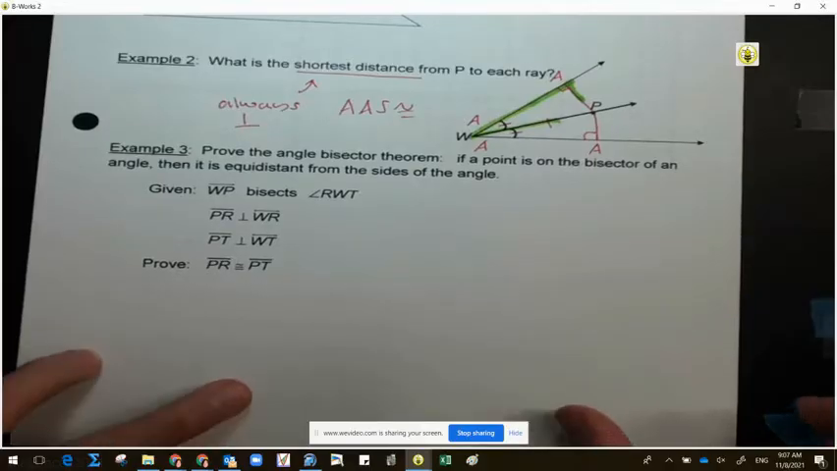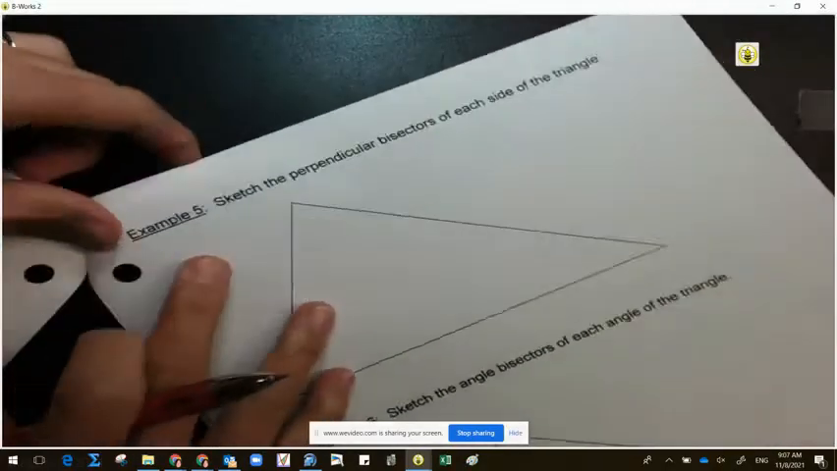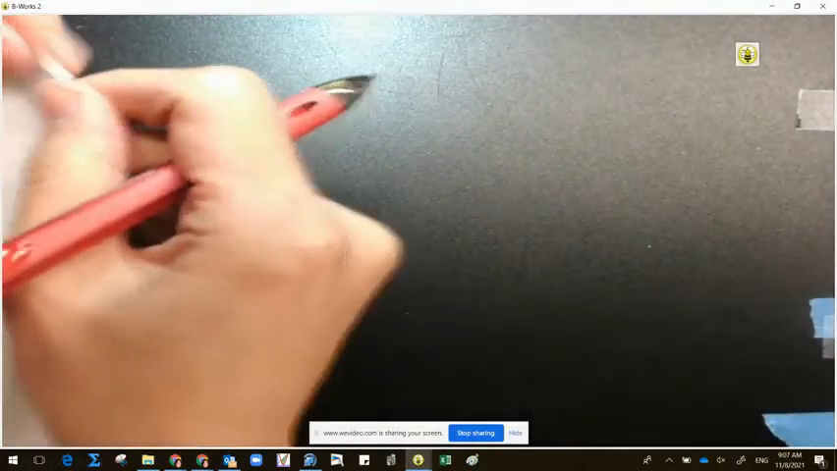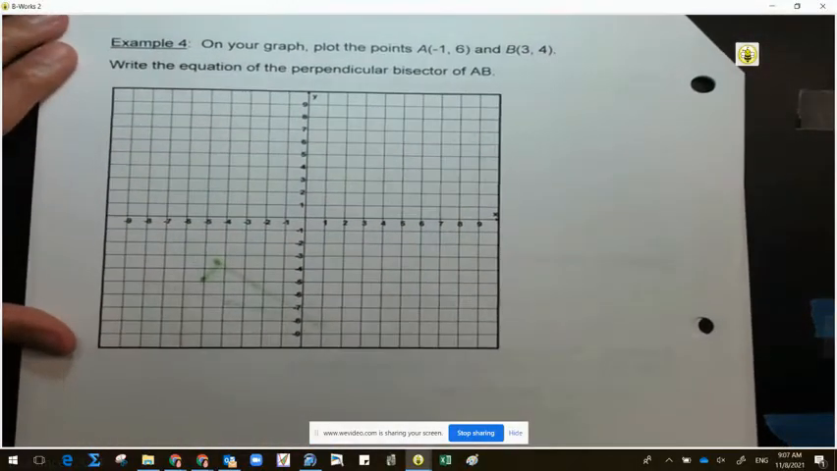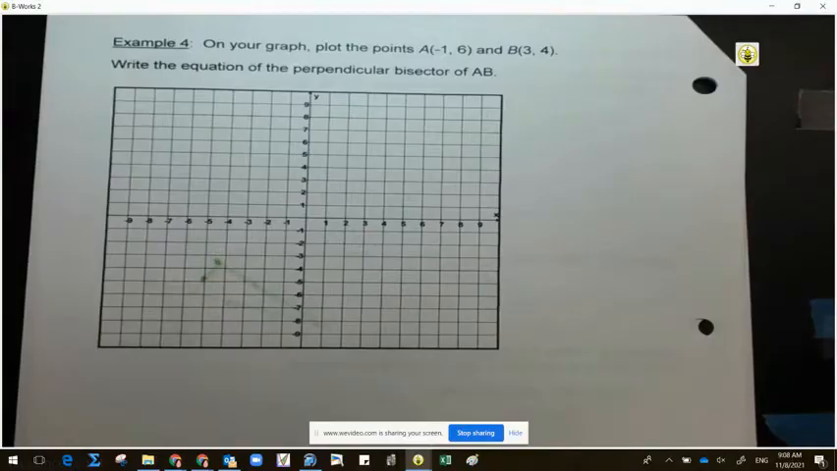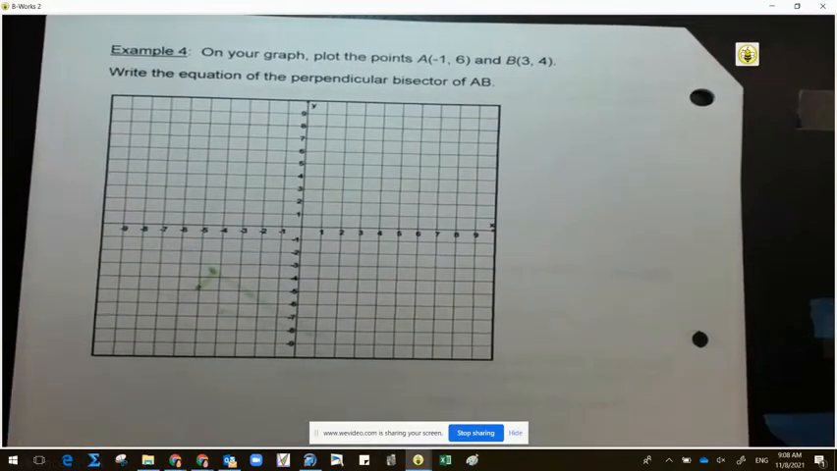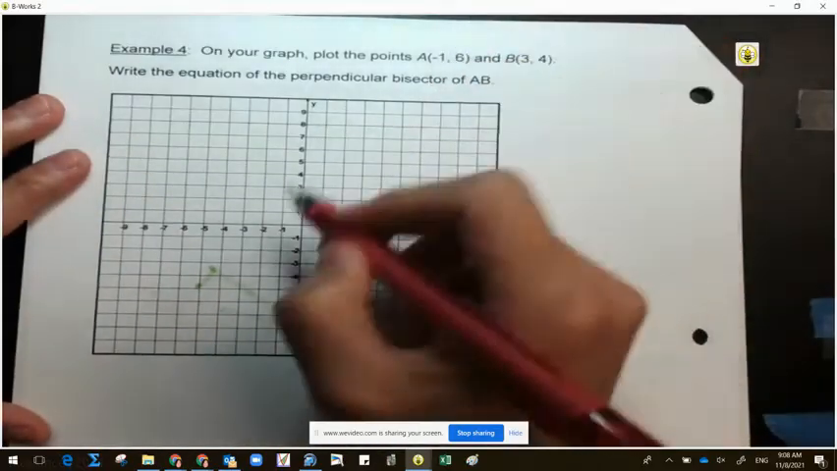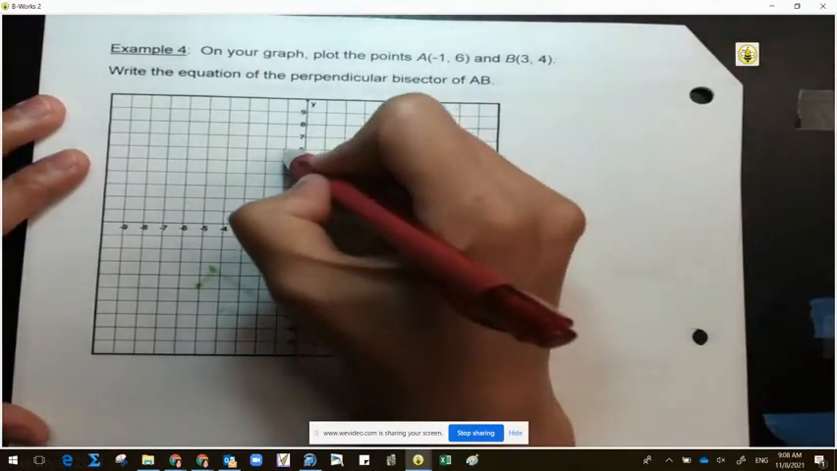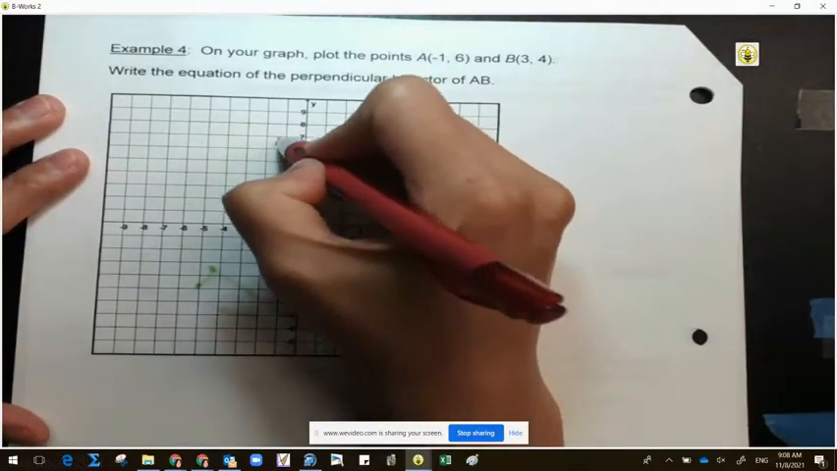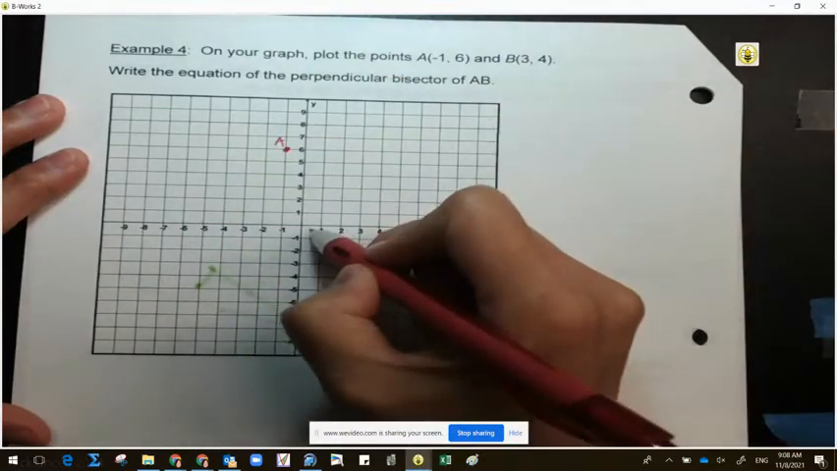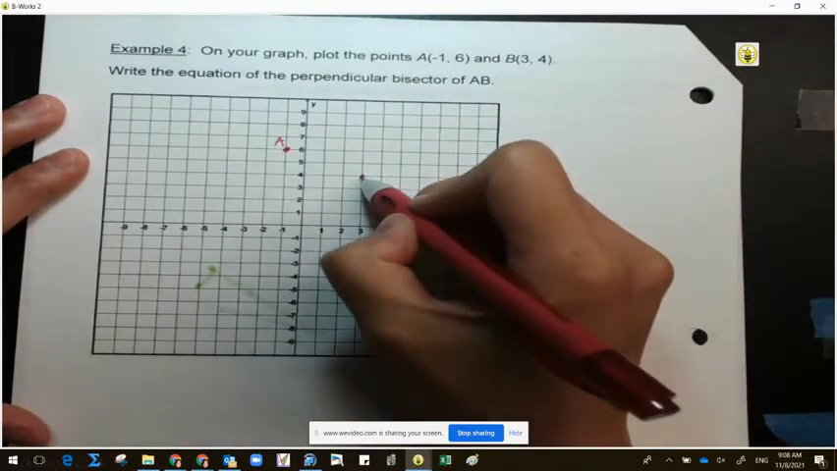All right, let's go on to example number 4. Emma, go ahead and read that out loud, please. On your graph, plot the points A(-1, 6) and B(3, 4). Write the equation of the perpendicular bisector. It says to plot it. Let's go ahead and do those two. It says (-1, 6) is right up here, and also name them A and B, of course. So (3, 4) is up here.